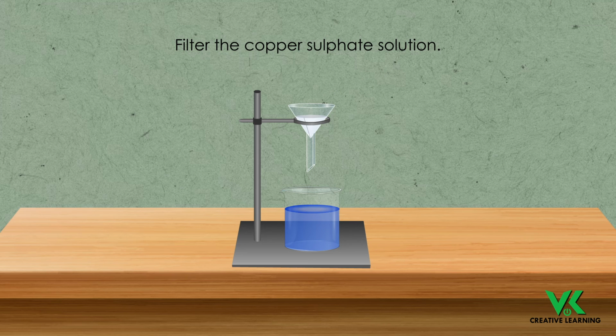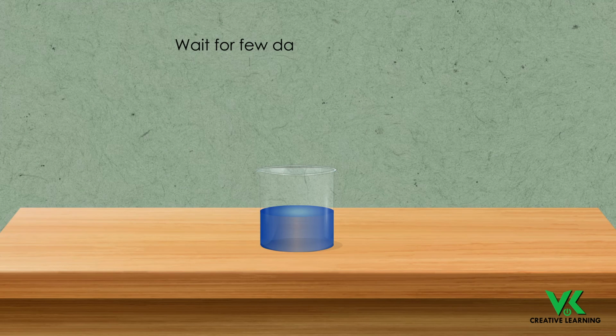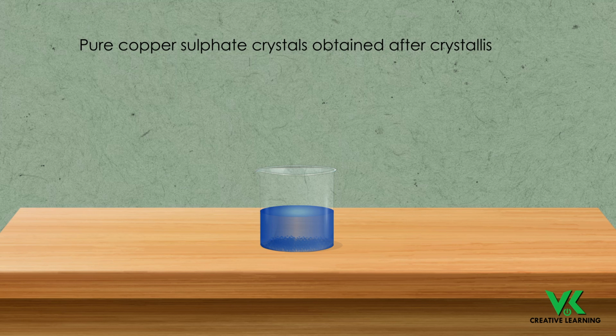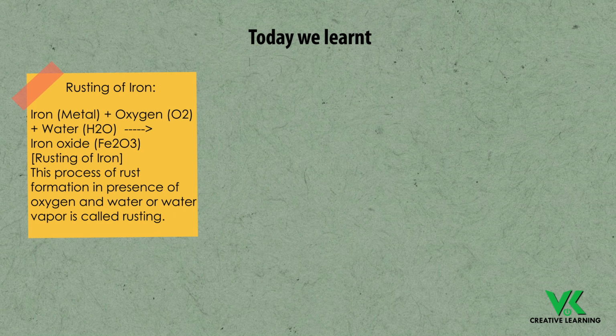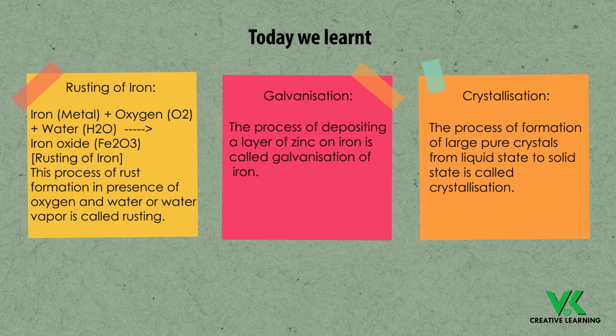Let the solution cool. Wait for a few days. Observe the beaker. We can see the blue crystals of copper sulfate. These are the pure copper sulfate crystals obtained after crystallization. So now we have learned how to prevent rusting or corrosion and what crystallization is. Let's recall what we have learned so far.